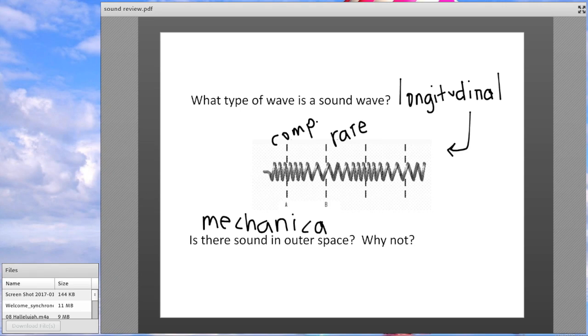Well, outer space is just empty space, and I know air seems like empty space, but it's actually a gas. The air we're breathing is a gas. It's not really empty space. If there's empty space, there's nothing for the sound to travel on. There's no particles, and so no, there's no sound in outer space because it's empty. It's empty space. There's nothing for the mechanical sound wave to travel on.